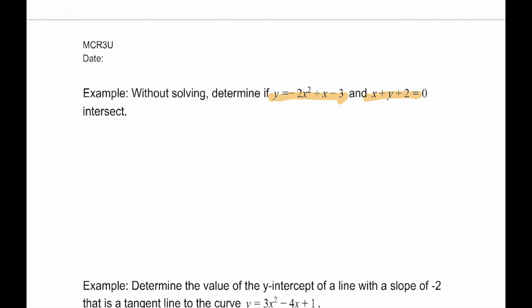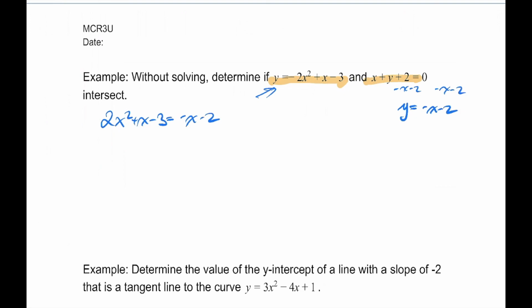So what do I want to do? I also want to isolate for y. So thankfully, the quadratic is already done for me. The linear is not so bad. I just need to subtract x and subtract 2 from both sides. So here it's going to be y is equal to minus x minus 2. So here we're going to say that the y values are equal to one another because we want to look for those points of intersection. So here -2x squared plus x minus 3 is equal to minus x minus 2.